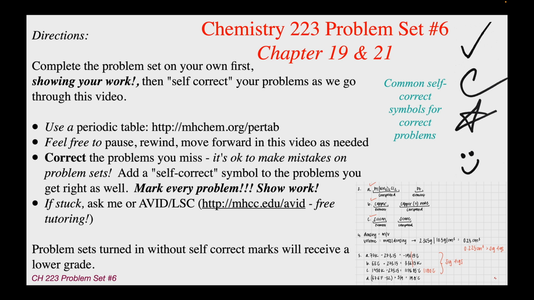You should use the periodic table found at mhchem.org/per-tab. You should make sure that you self-correct all your problems. The problems you get right, put some kind of self-correct symbol next to it. The problems you get wrong, just cross out the old answer, at least write in the new answer, maybe make some notes as to how you do better the next time. You turn in a problem set with lots of self-corrections and you will do great.